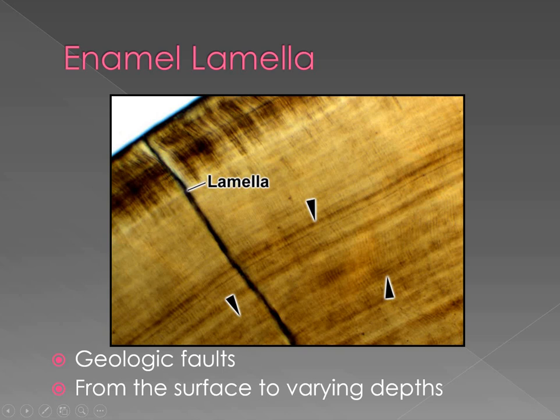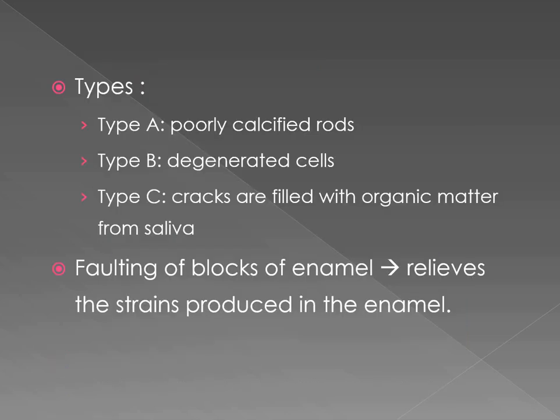They may extend from the surface to various depths of the enamel, and based upon how they have been formed, they have been classified into three types. The first type is a poorly calcified rod. The second type are degenerated cells. The third type are cracks filled with organic matter from saliva. Let's have a look at these three entities.